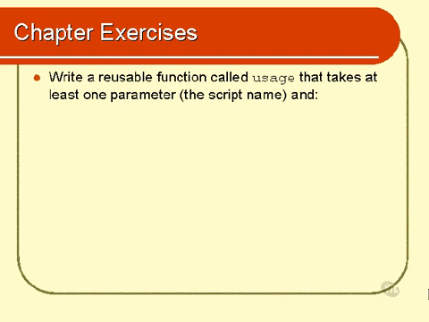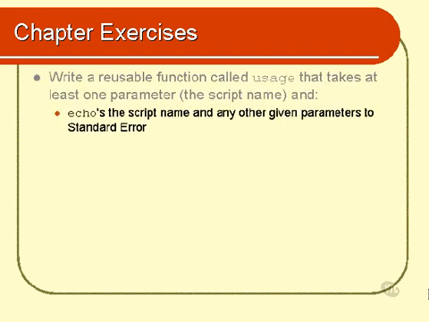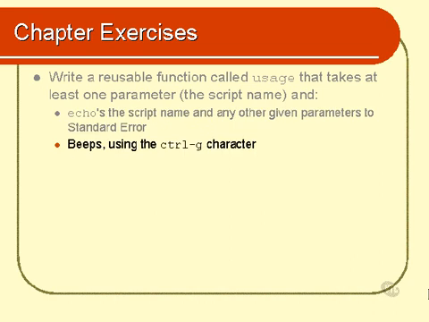So the function should take at least one parameter, which is the name of the script. I guess you could get that from $0, and it should do the following. It should echo that script's name plus any other given parameters that you specify out to standard error. It should actually beep, make a little bing noise using the Control-G character.